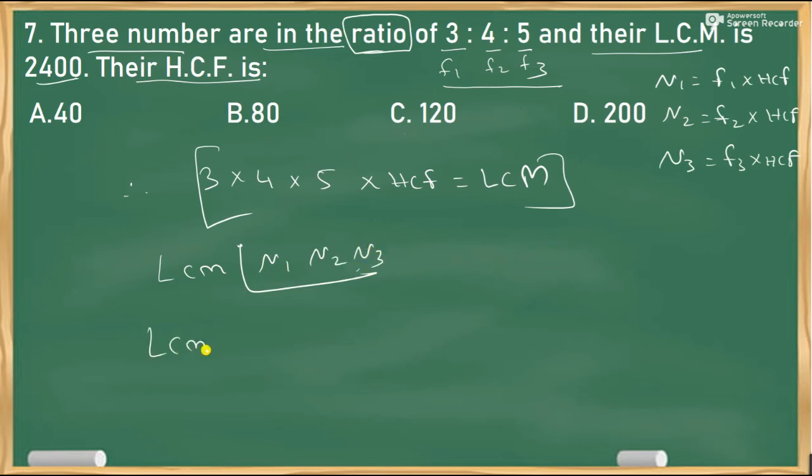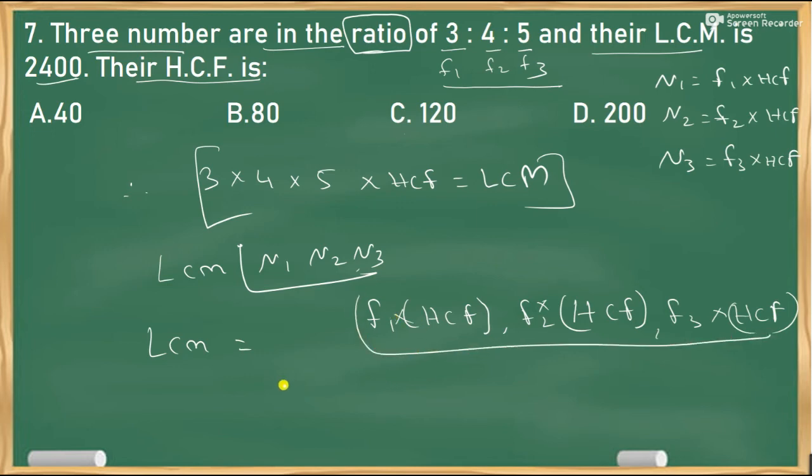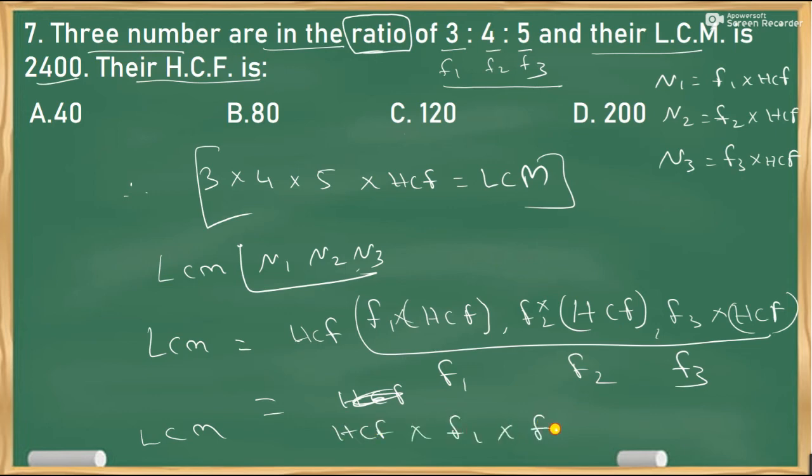I have to take the LCM of three numbers, that is N1, N2, N3. Clear? So N1 is F1 into HCF, N2 is F2 into HCF, and N3 is F3 into HCF. Now, if I take the LCM, what do I get common? HCF is common, and F1, F2, F3. So the LCM is nothing but HCF into F1 into F2 into F3. So this is what I have written here.